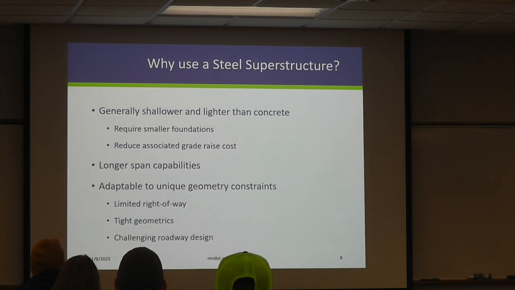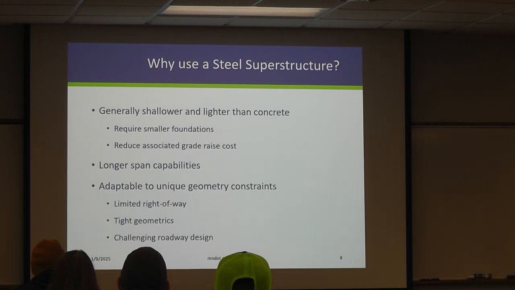So your bridge may cost more because generally steel has a more costly upfront cost. But as a total project, you may be able to save a fair bit of money if you have to do a significant grade raise. Longer span capabilities, and I'll highlight this in another slide here. And then it's really adaptable to unique geometric constraints.